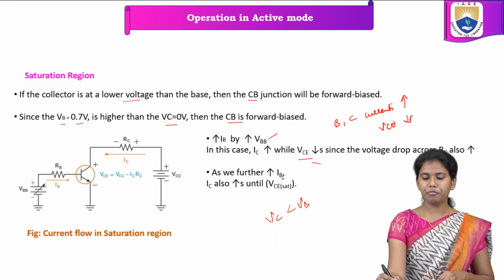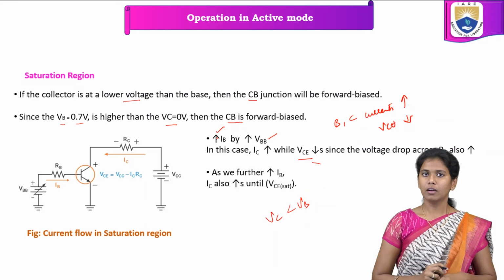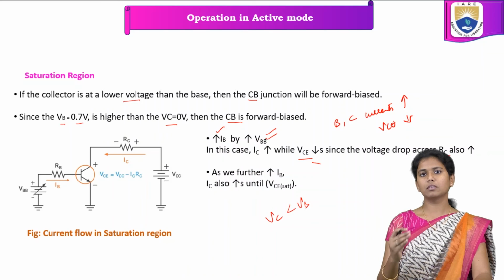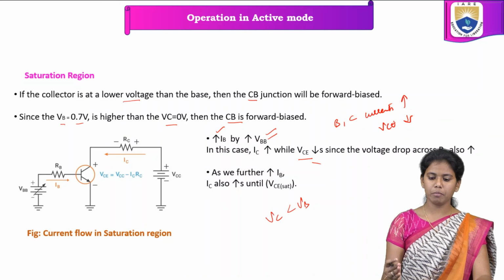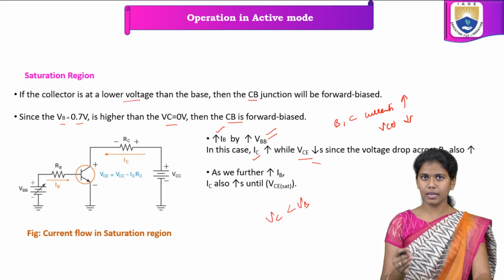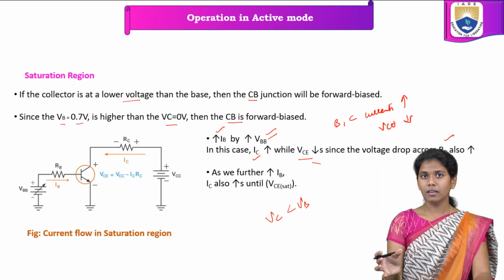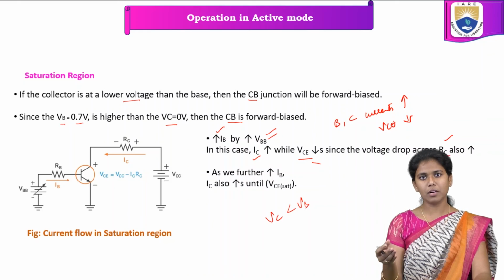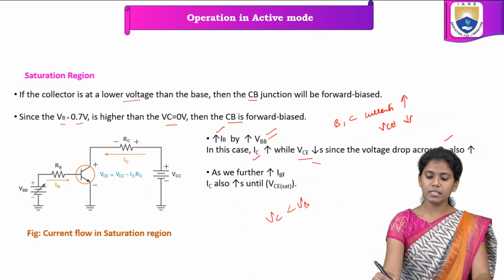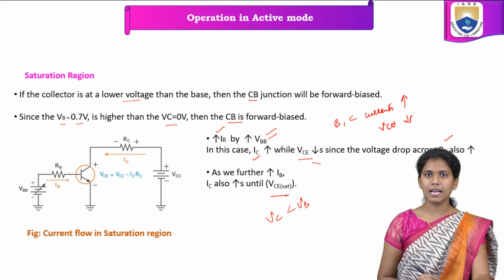And then as we further increase, one thing to remember: as you are increasing the base current, you are increasing the source base voltage, that is VBB, and as you are increasing the collector current, it seems that the collector resistance is also increasing, but there is a slight breakdown voltage that occurs at VCE. And then as we further increase IB, IC also increases until VCE reaches saturation.